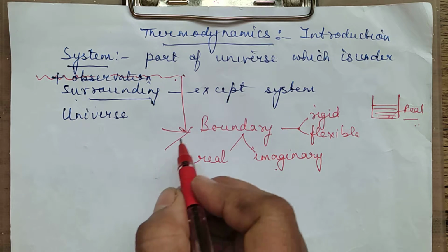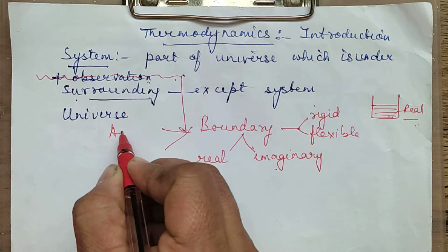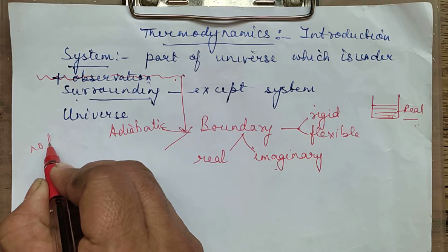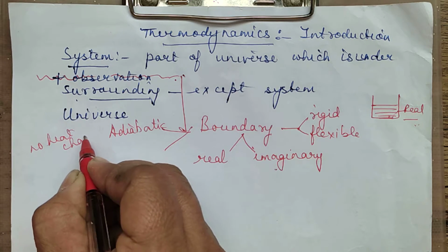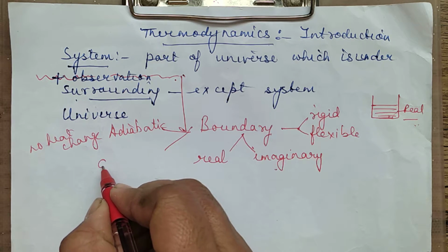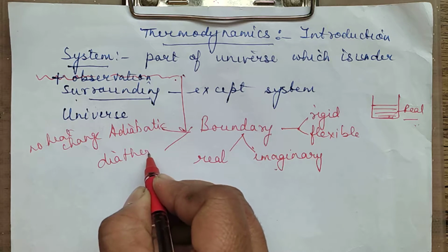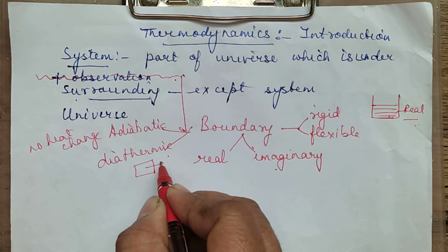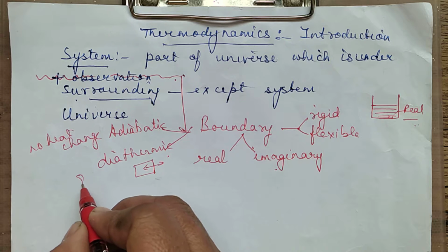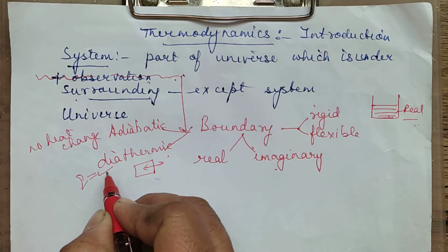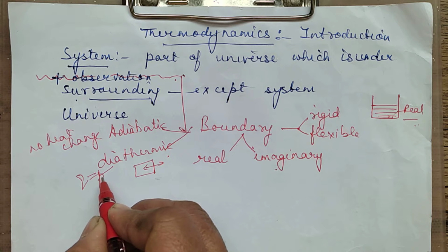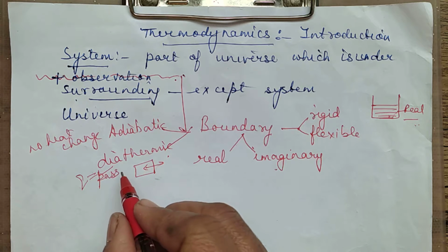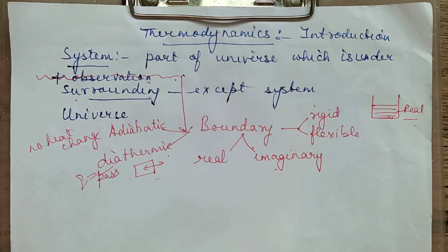Or the third thing is the boundary can either be adiabatic. Adiabatic means there is no heat change taking place. Or it can be diathermic. Diathermic means, suppose this is the system and this is the surrounding, between them the heat change can occur. It can pass through it. The heat can pass through it, that is, it can be exchanged between system and surrounding. This is diathermic. Okay, till here clear?